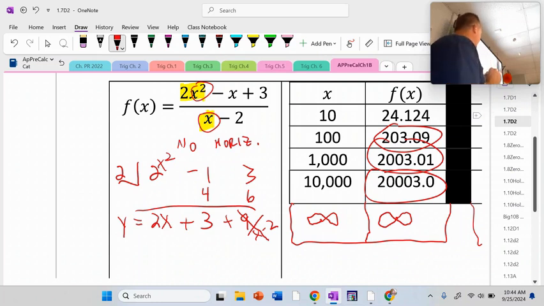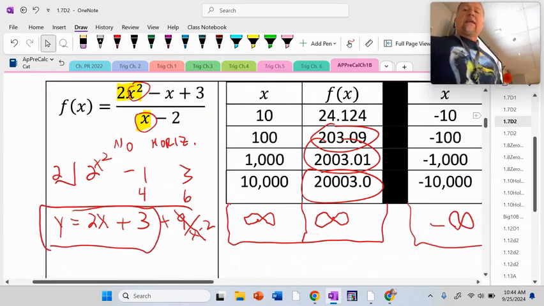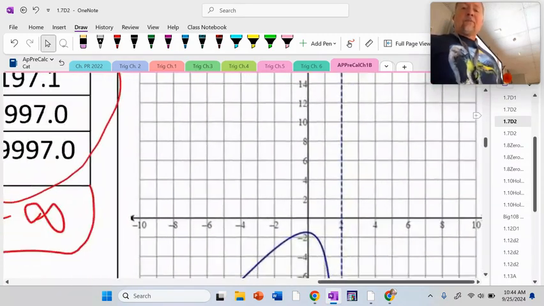because this is the idea of plugging in large numbers. When I plug in large numbers, this part becomes 0. 9 over large is 0, so it becomes irrelevant and insignificant. So let's just analyze this. y equals 2x plus 3. Let's go to this picture.